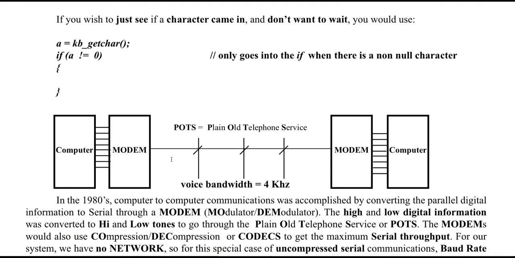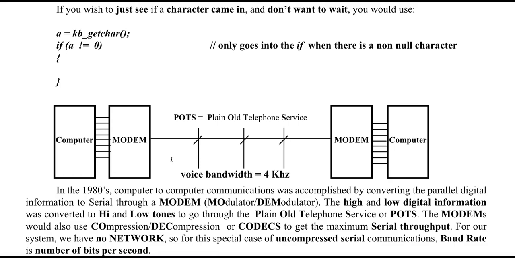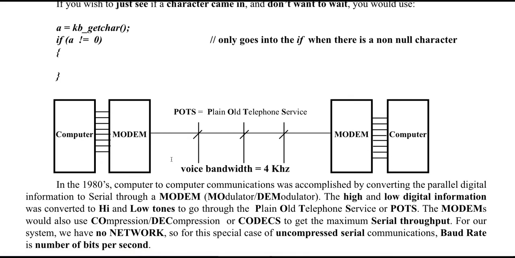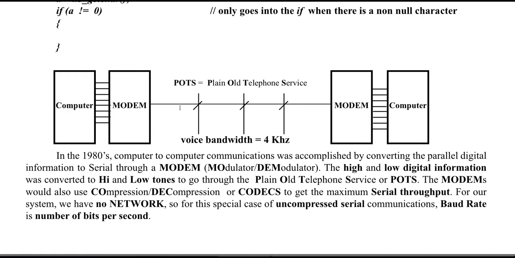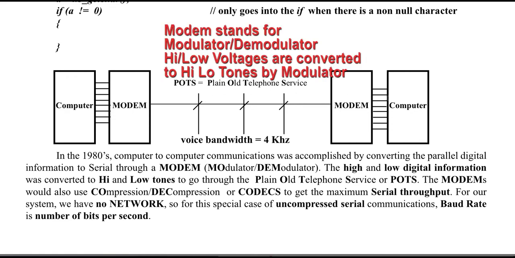Now a couple of things. When we set up our baud rate, the concept of baud is really the number of bits per second sent through the system, as long as you're doing complete computer-to-computer communications without a network. Now this is POTS, our plain old telephone service, and most systems, when communicating computer to computer, actually use a modem, a modulator-demodulator, to send things through some sort of network system. Voice bandwidth for us is 4 kilohertz.